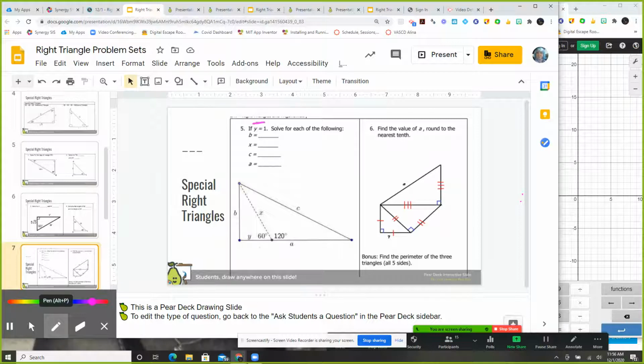So Mariah's already reading. Y equals 1. So let's label that. Is that the short side, the medium side, or the long side? It is the small side. So how big should the long side be? If we know the long side is half as big as the longest side, or the short side is half as big as the longest side.